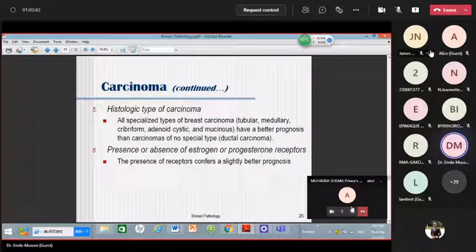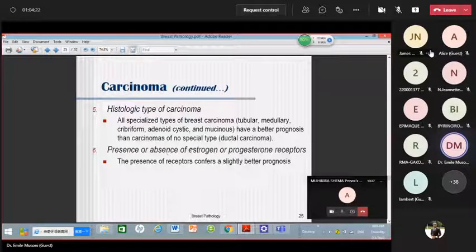Histologic type, as I have said, breast ductal carcinoma can be tubular, medullary, cribriform, adenocystic, mucinous, and the others. Those have a better prognosis than carcinoma of non-special type. And the one with the best prognosis is tubular carcinoma. This is why, when you diagnose breast ductal carcinoma, you must also say the subtype to predict the prognosis.